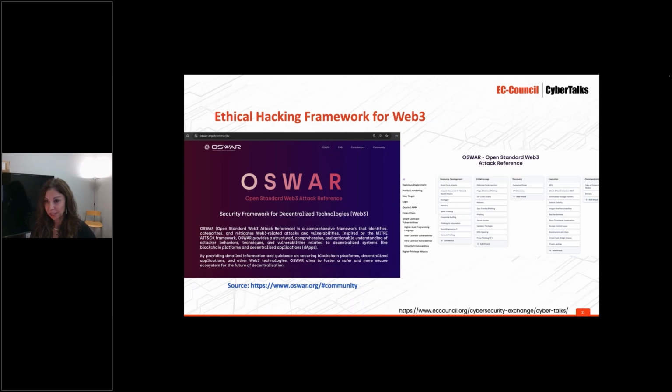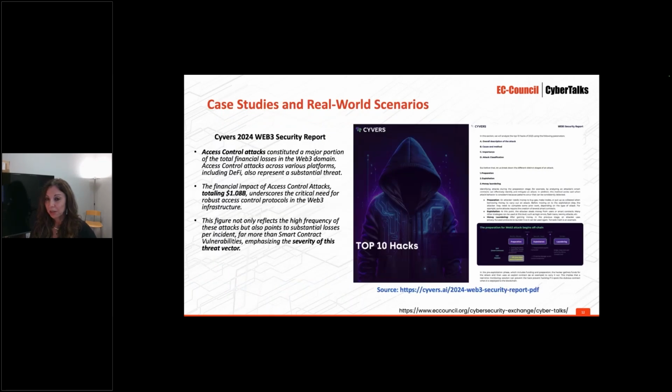Okay, so next we're going to dive into another really good report on Web3 security. I'm referencing it here. It's current. So this is from Cyverse, and they actually also highlight, similar to what we saw in the previous report, that we're still struggling with the same classic vulnerabilities and threats.